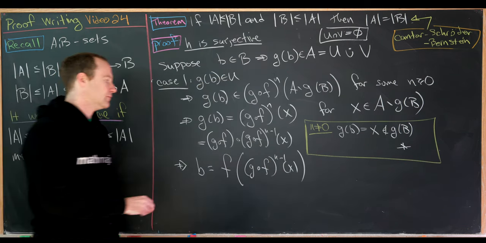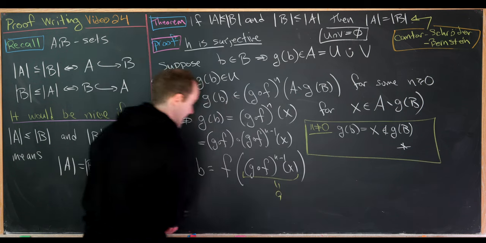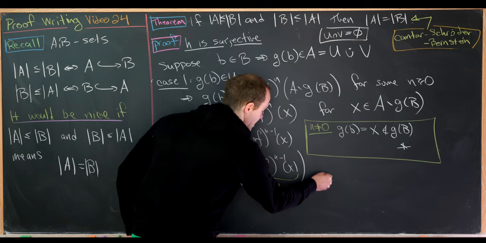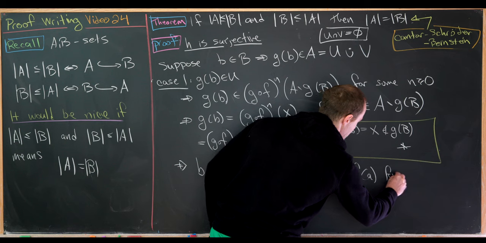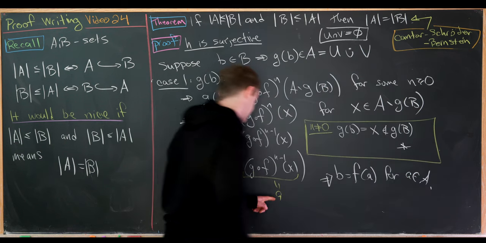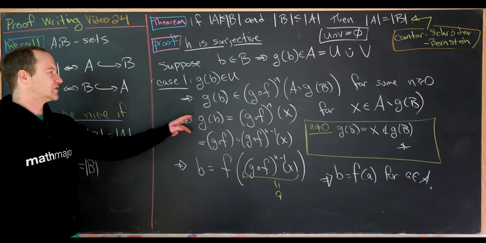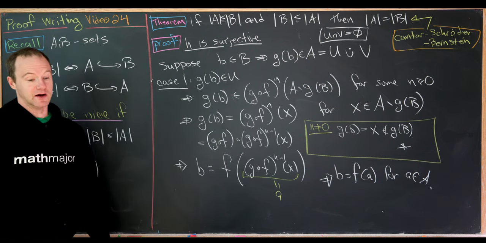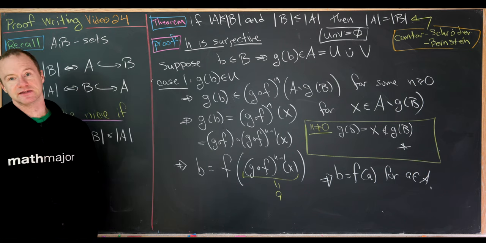Great. But now if we set this element right here equal to a, then what we have is B equals F of a for some a in A. It just turns out that the a has this complicated formula right here, which we got out of our argument above. Okay, so like I said, that's our first case when G of B is in U.